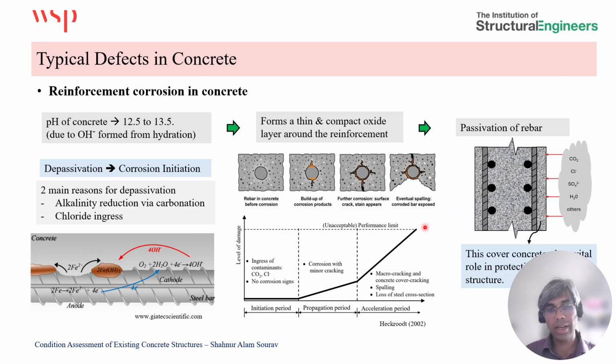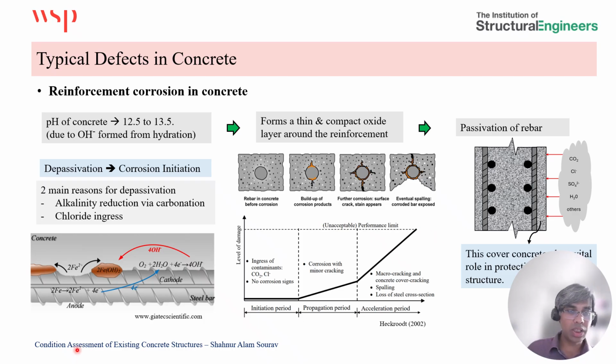I should say about this that the corrosion product that forms due to this reaction process, due to this corrosion reaction, is up to 6 to 7 times the volume of the original steel element and water combined together.